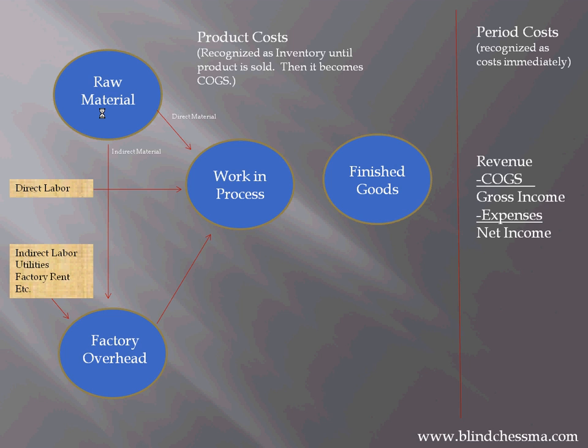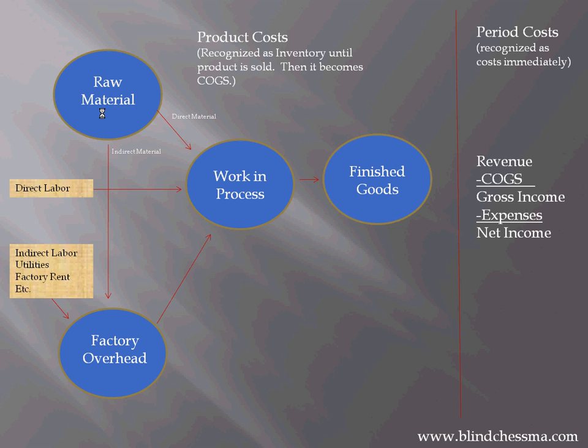Factory overhead is kind of its own, a different animal. So we move the costs from factory overhead to work in process. Now you'll notice everything's flowing toward work in process. So this is what's happening in our shop during a given accounting period. We're working on it. When we finish a product, it moves to finished goods.